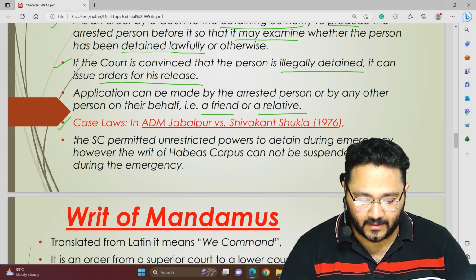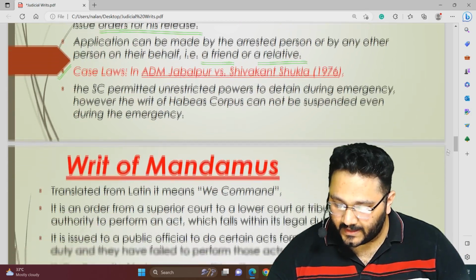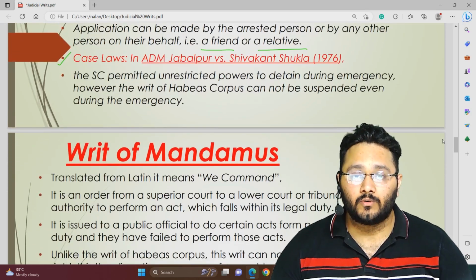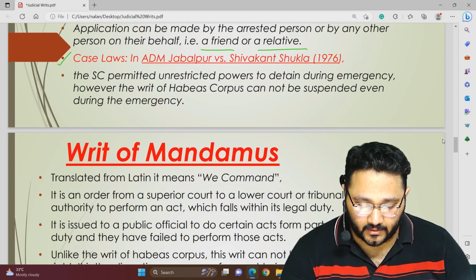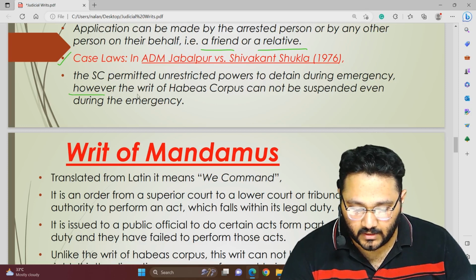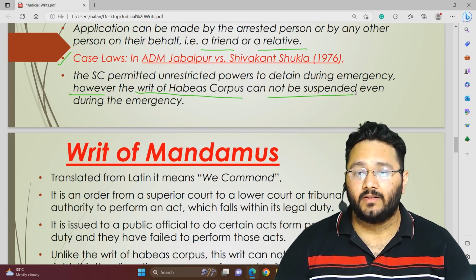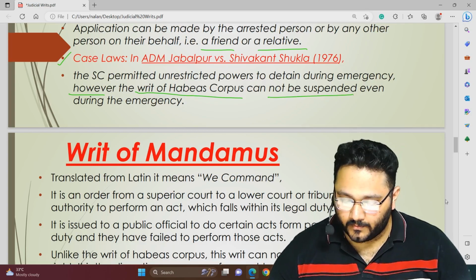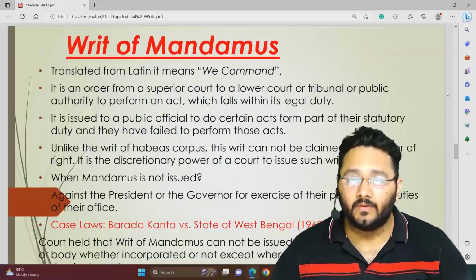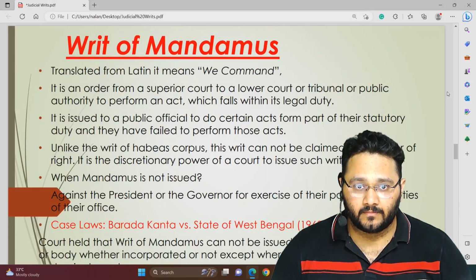So in a landmark case, ADM Jabalpur versus Shivkant Shukla, 1976, the Supreme Court permitted unrestricted power to detain during emergency. However, this is important, the writ of habeas corpus cannot be suspended even during the emergency. I hope you have understood the writ of habeas corpus. Now comes the second type of writ.